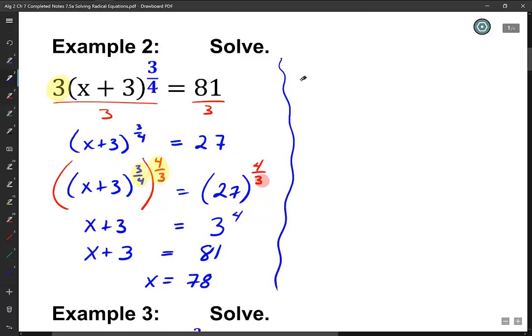Let's take a look and check that. 3 times parentheses 78 plus 3 raised to the 3/4 supposedly is going to equal 81. Well, let's take a look.